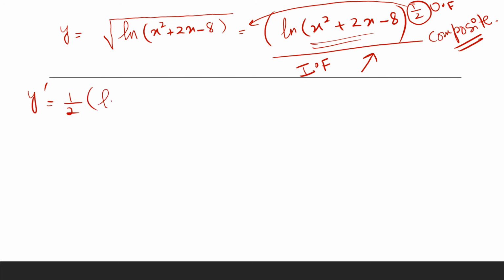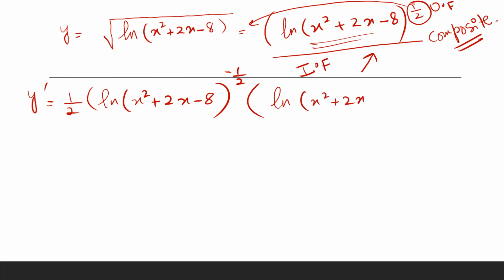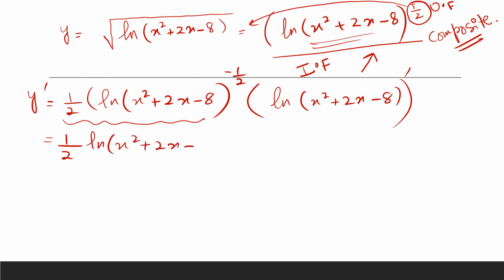Whatever is written in the bracket, you have to write it as it is. From the power we minus 1, so you will get negative half, and then write the bracket as it is with the prime because we are going to take the derivative of this function. Now in the first term, there is no prime, so just copy it down as it is.